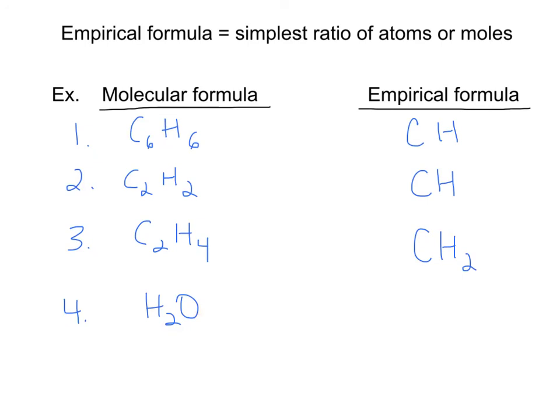So what's the simplest ratio of 2 to 1? Well, it is 2 to 1. So you wouldn't say it has no empirical formula. Everything has an empirical formula. You would just say the empirical formula is H2O. So notice, those are the same things. And that's okay. The molecular formula can be the same as the empirical formula if that is the simplest ratio.